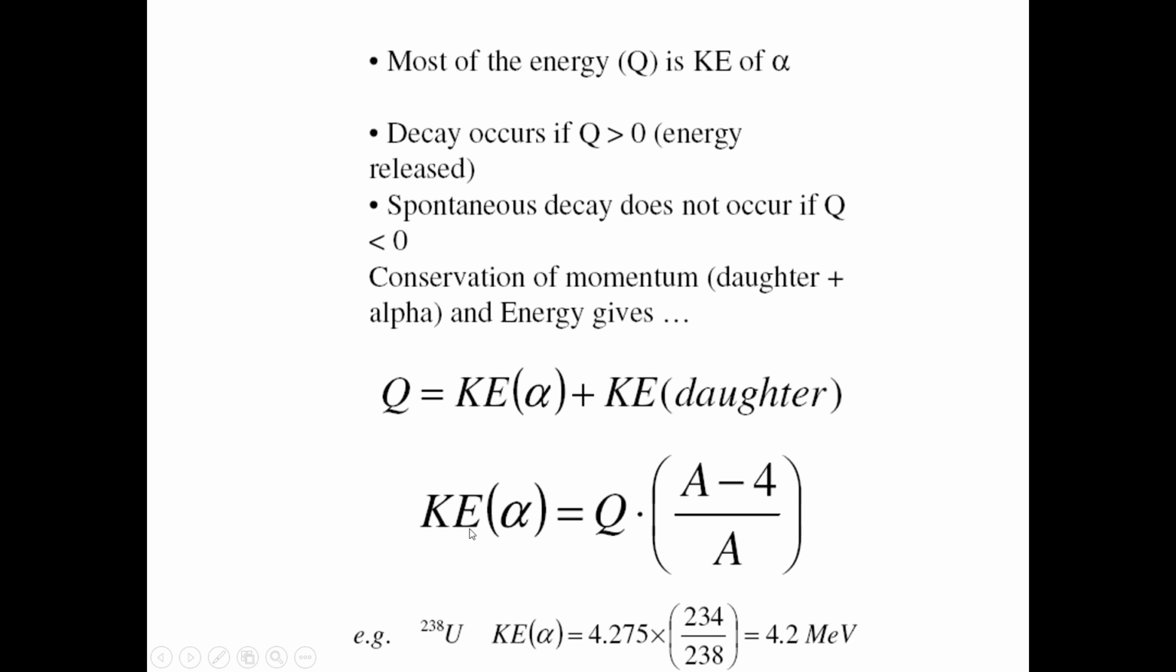Just put in the values. If we consider the uranium-238 nucleus, the kinetic energy of the alpha particle which will be released, after putting in all these values, is equal to 4.2 mega electron volts.